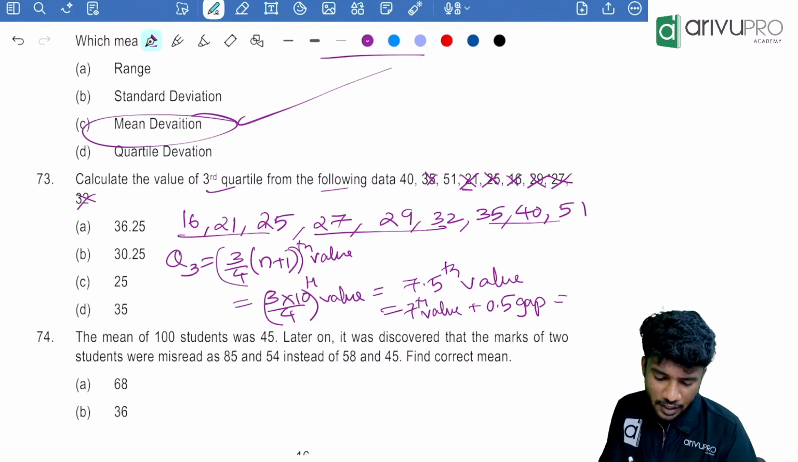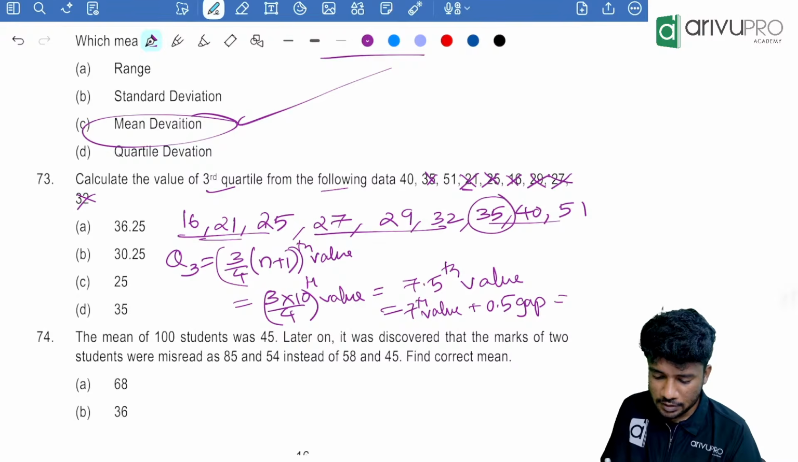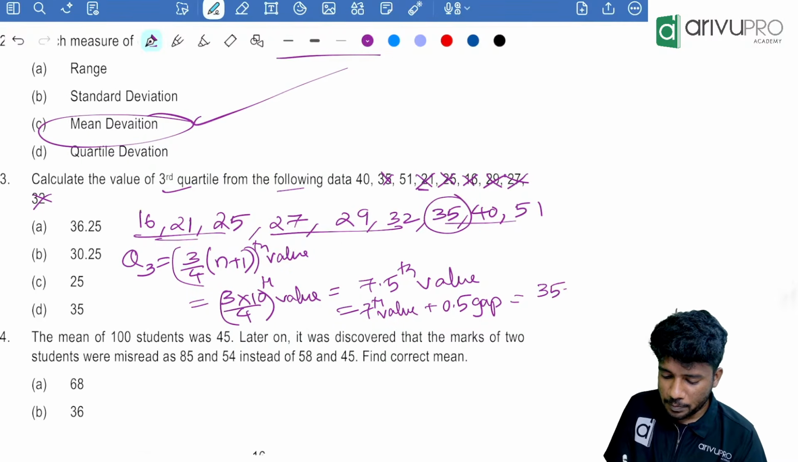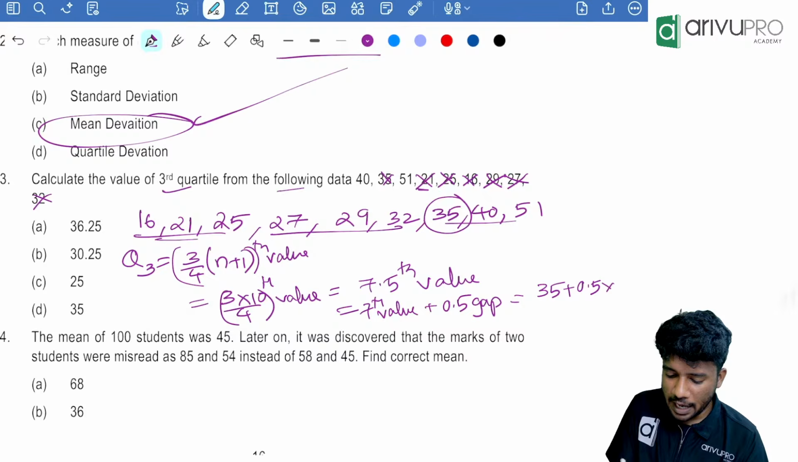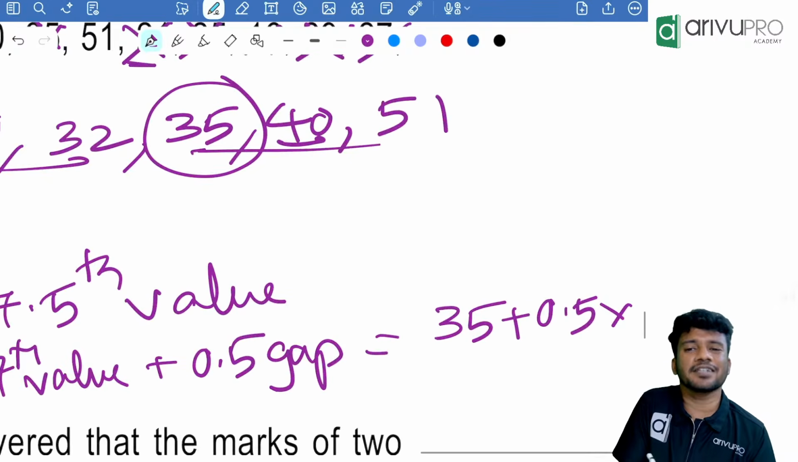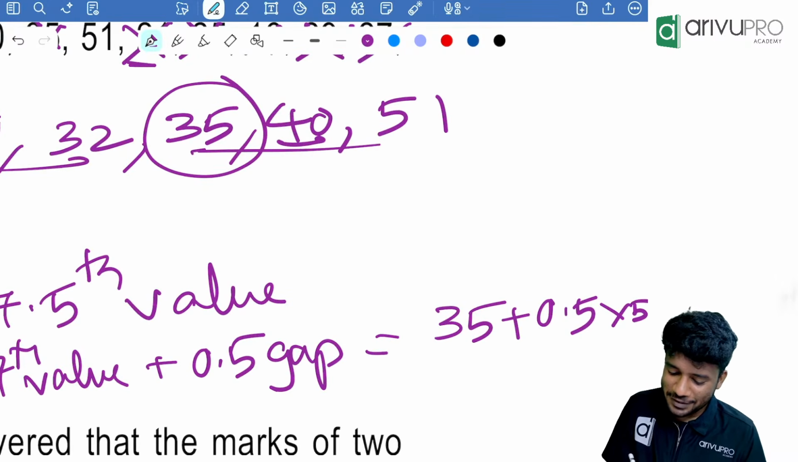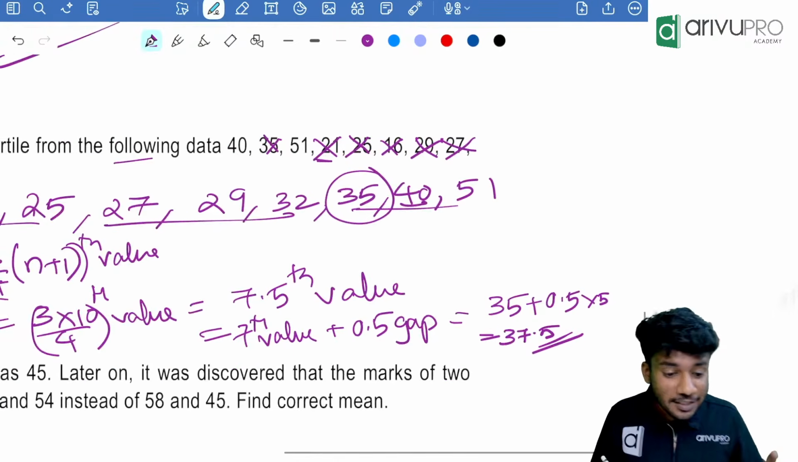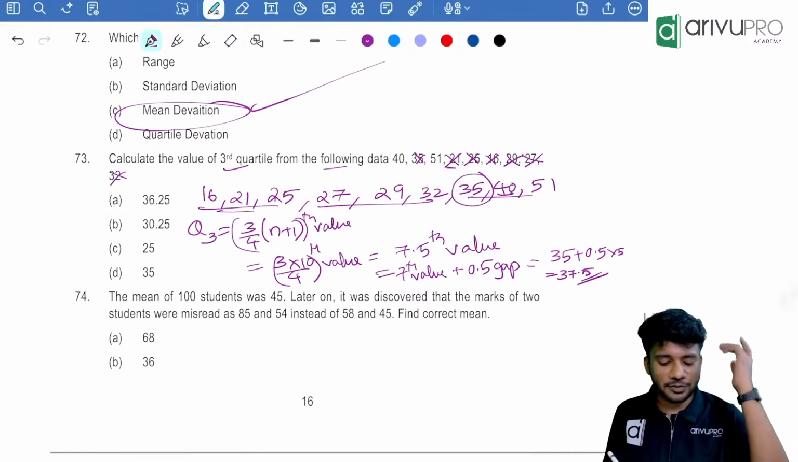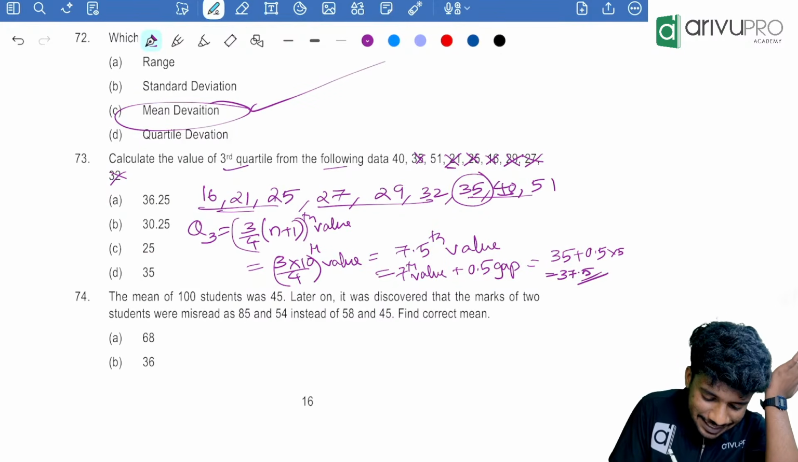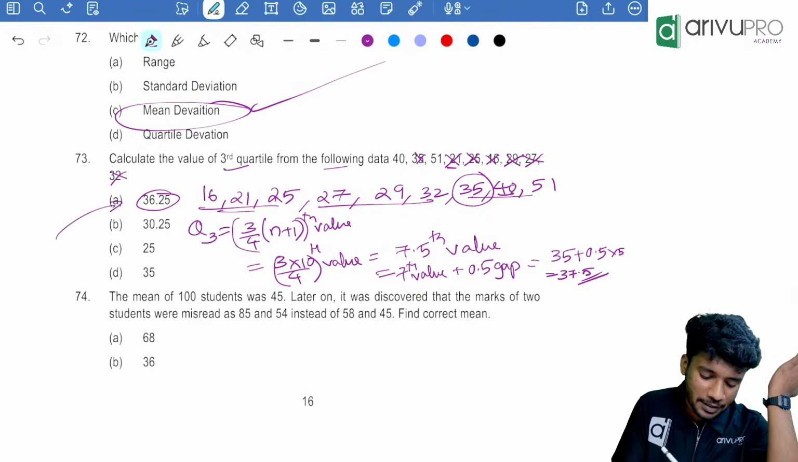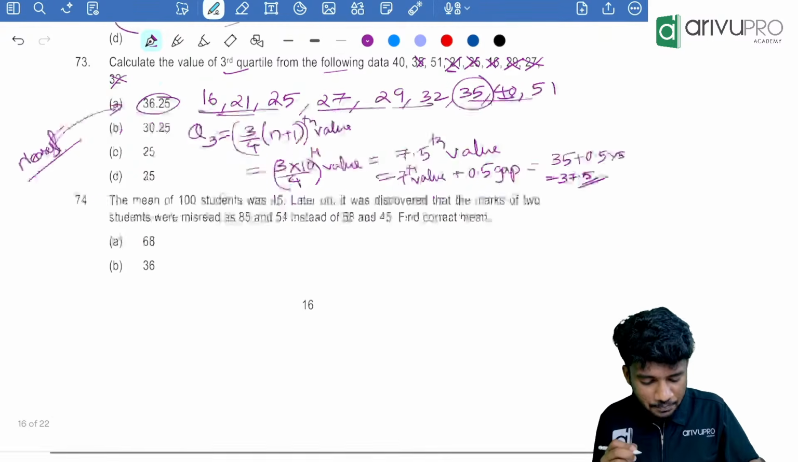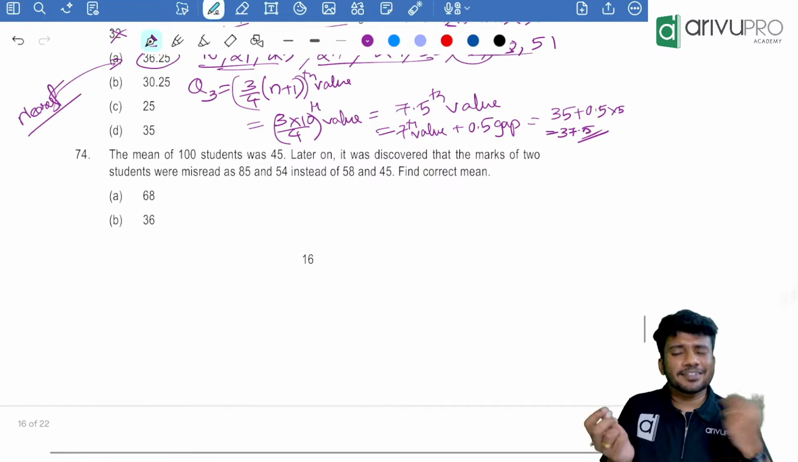Which is the 7th value over here? 3, 6, that is 35. So 35 plus 0.5 into gap is how much? Gap is nothing but 40 minus 35. That is how much? 5, which is equal to 37.5. Yes, right answer. Yes, Bhuvana, 37.5 is your answer. Looking at that, the nearest answer is this. Nearest. But that's not your answer. Okay, keep it in your mind. Nearest answer is that. Now, people, another direct question.